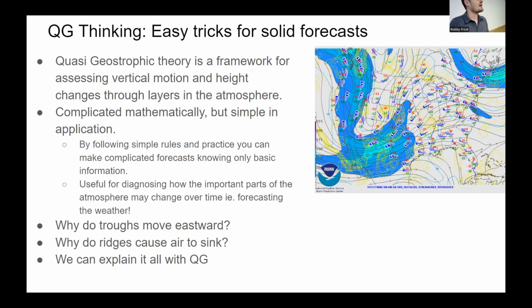But some of the questions that we might think about in a QG framework: why do troughs move from west to east? Anybody ever thought about that? I mean, the wind blows from west to east, but is the wind blowing the trough? I don't know. And why do ridges cause sinking air beneath them? Have we ever thought about that? You can actually answer all of those questions using QG as a framework to think about that.